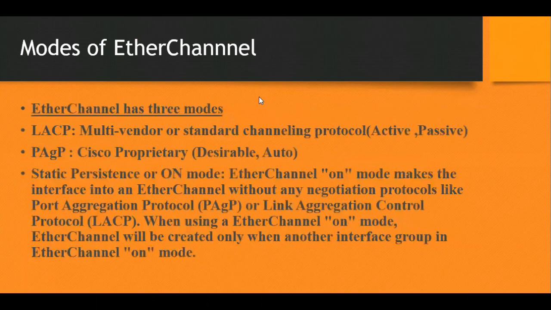So there are three modes of EtherChannel. The first is LACP, which is also called the multi-vendor or standard channeling protocol. The two modes we use in LACP are active mode and passive mode. Coming to PAgP, the port aggregation protocol, which is a Cisco proprietary protocol, the two modes we use are desirable and auto. And the last mode is called static persistence, or on mode. If you have both ends of the switch in on mode, that will result in the formation of an EtherChannel.